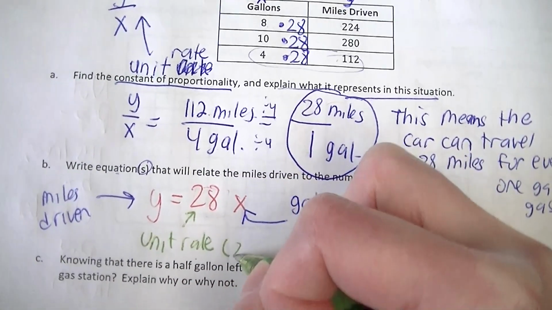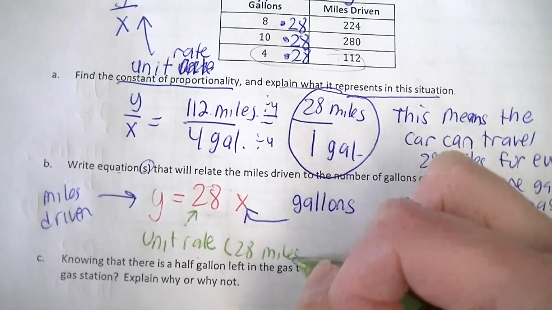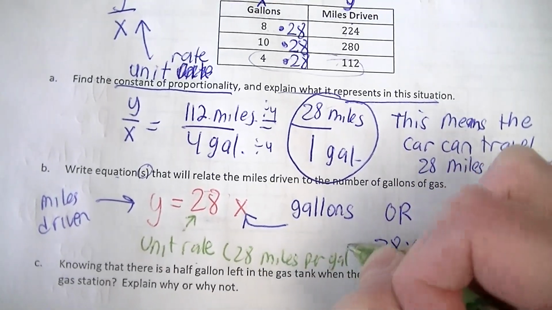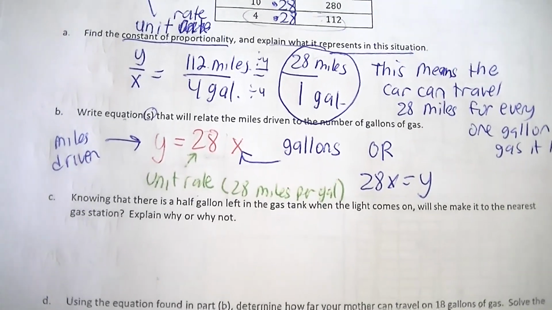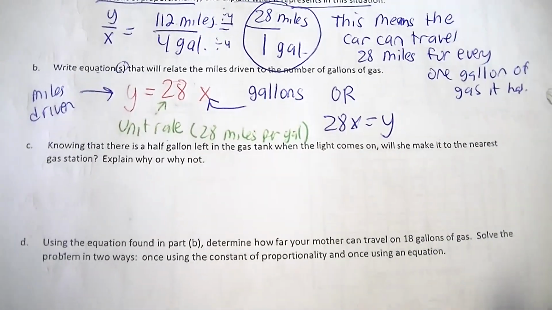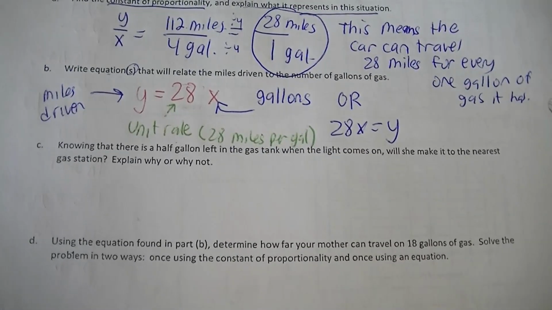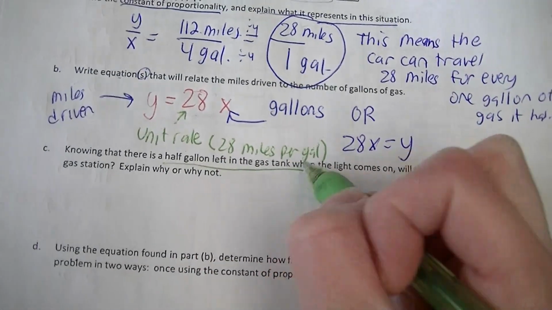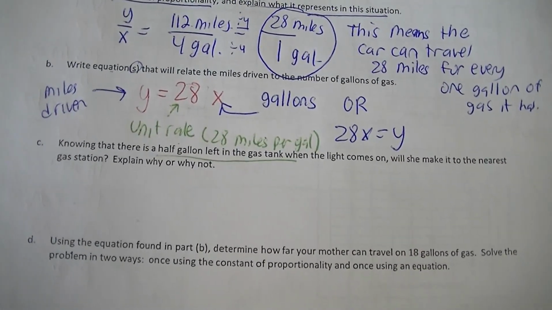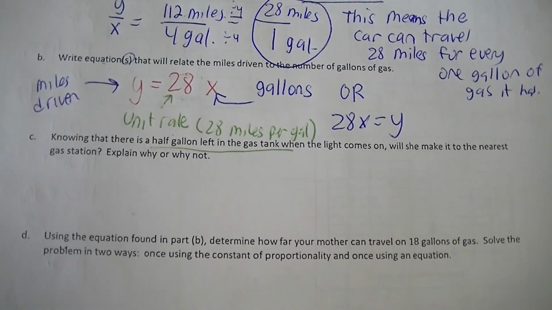And the unit rate was 28 miles per gallon. Okay? All right. So the next question, letter C, says, knowing that there's a half gallon left in the gas tank when the light comes on, will she make it to the nearest gas station? Explain why or why not.